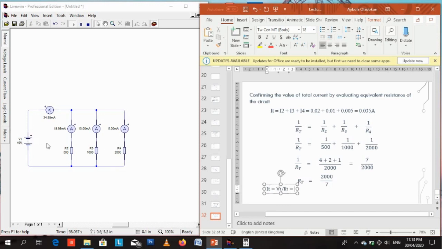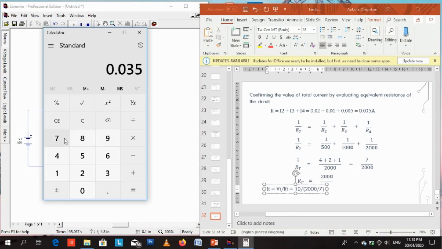So now VT is 10 volts. That's the total voltage supplied by the voltage source. So that's 10 volts divided by RT. RT is 2000 over 7 ohms. That is our RT, we just obtained that right now. So we can say 10 divided by 2000 divided by 7. This would be wrong. Yeah, this is very wrong.